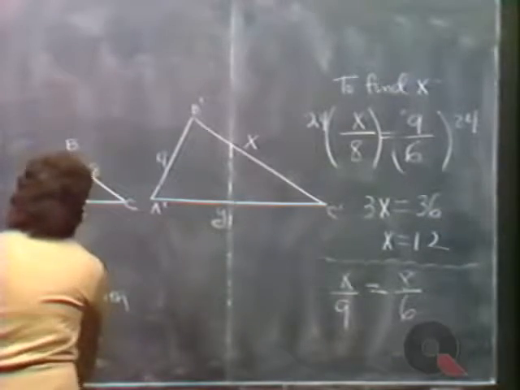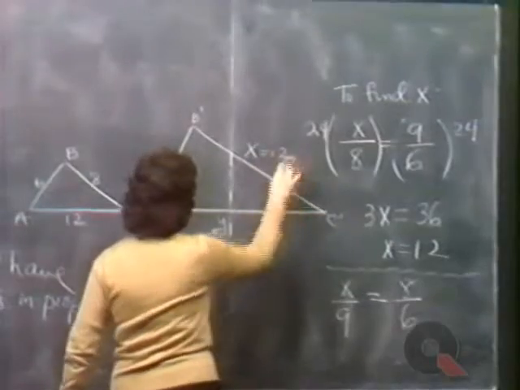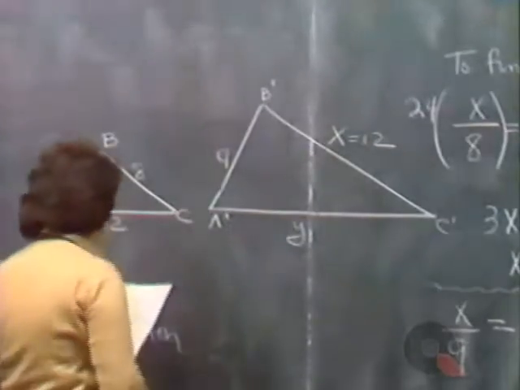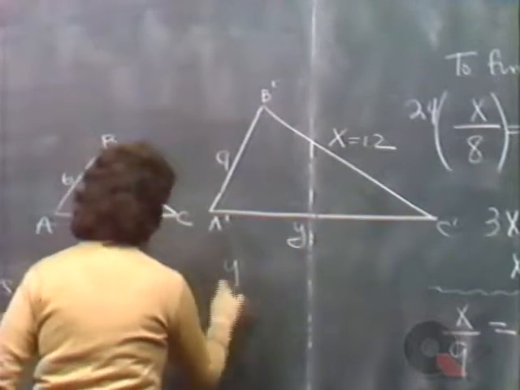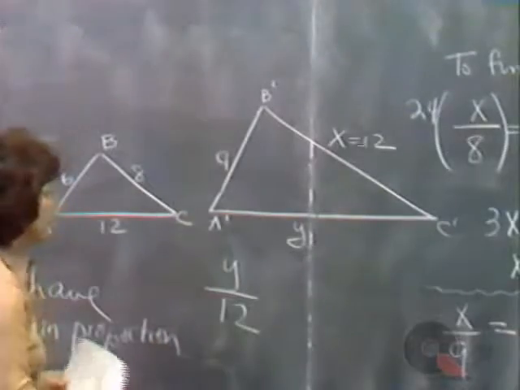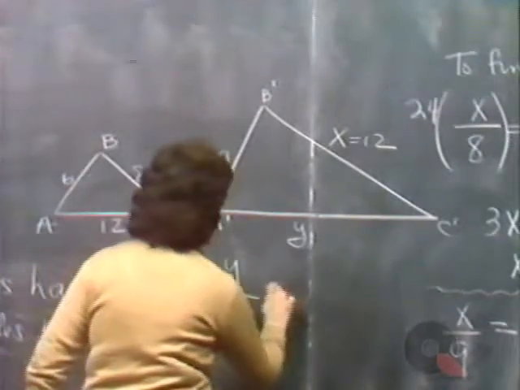We know now that x is equal to 12. We don't have to use that directly to find y. We will say that y is to 12, the base here is to the base here. A prime C prime is to AC as 9 is to 6.